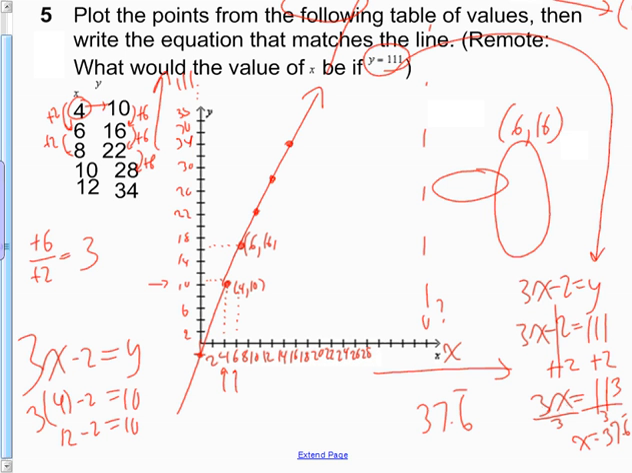37.6 repeating, oops, or 37 and 2/3. I particularly like this one because it's actually not a repeating decimal. 2/3 is a repeating decimal if it's translated, but I like 37 and 2/3 as an answer better. That was a hard question.